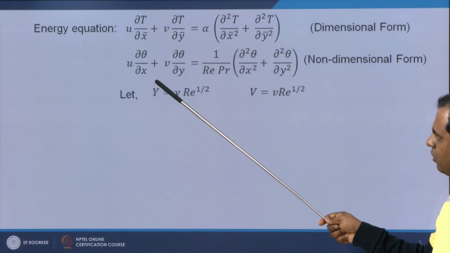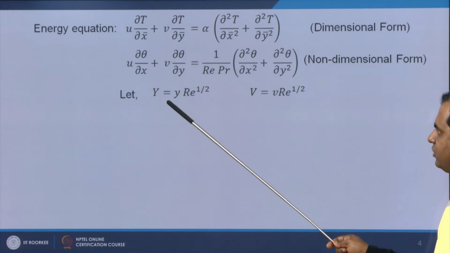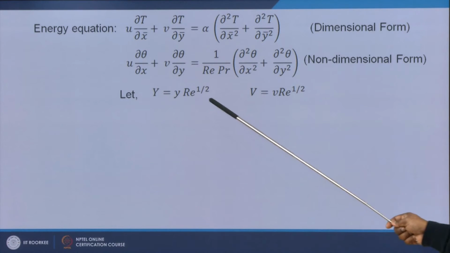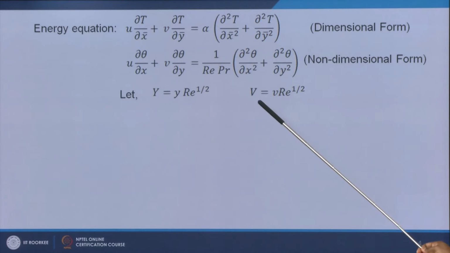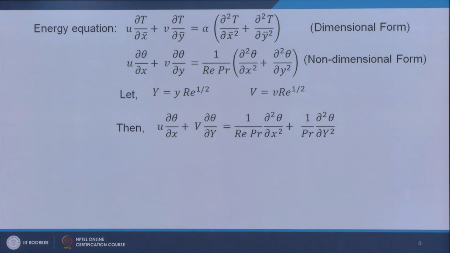Now let us try to go for the stretched variables. So Y is becoming small y, and capital Y is becoming small y into Re to the power half, and capital V is becoming small v into Re to the power half. Already we have seen this in the previous lecture. So if we do so, then we can actually neglect the streamwise conduction term.